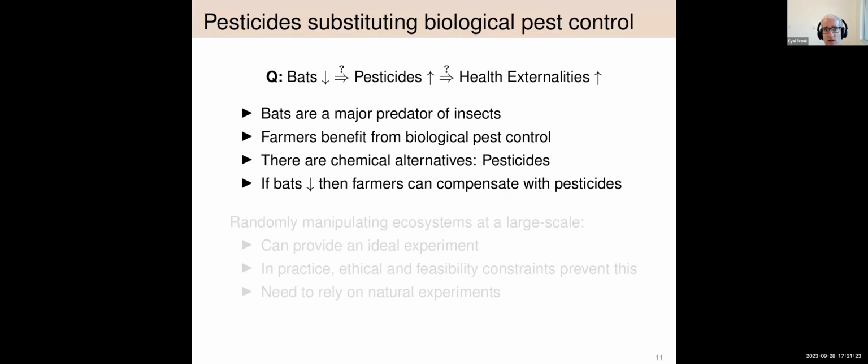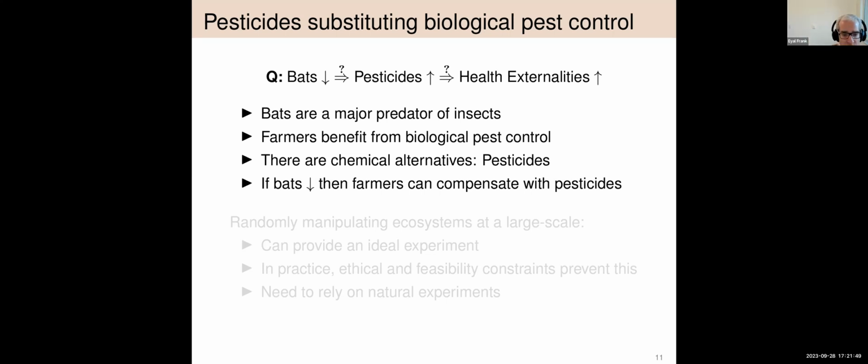examples in ecology, starting with bats. What ecologists have told us is that bats, when they eat insects, are able to provide biological pest control for farmers. And if that's true, then farmers can potentially use fewer pesticides, especially fewer insecticides.